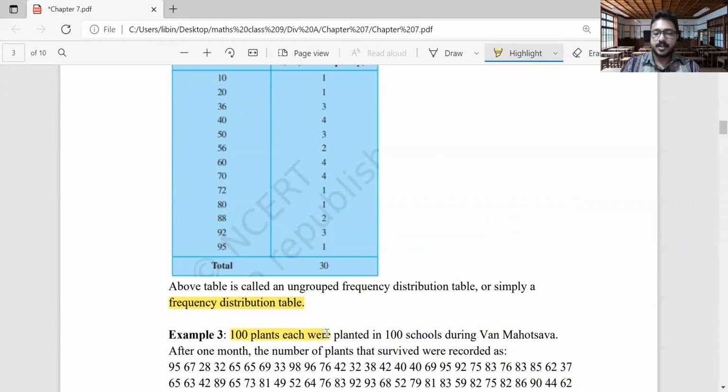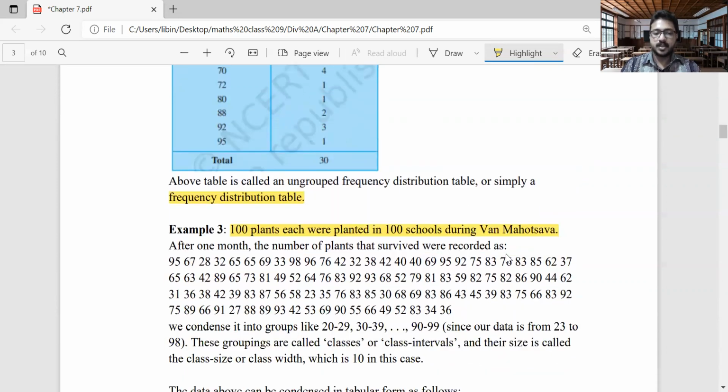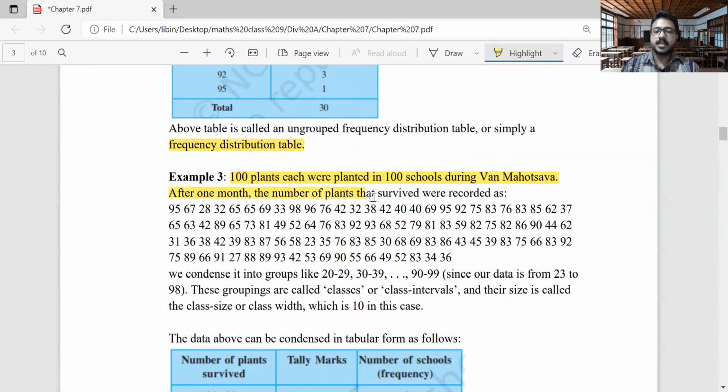100 plants each were planted in 100 schools during one Mahotsava. After 1 month, the number of plants that survived were recorded, and a long number series is given. We condense it into groups like 20 to 29, 30 to 39, etc., up to 90 to 99. Since our data is from 23 to 98, these groupings are called classes or class intervals, and their size is called class size or class width, which is 10 in this case.